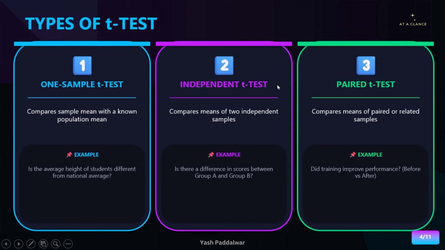Second, independent t-test compares means of two independent samples. So over here you are comparing two sample means. No population mean is involved. For example, you are comparing group A scores with group B scores. This is fit for your independent t-test. Third is your paired t-test, wherein you compare means of paired or related samples. For example, did training improve performance, before versus after? So basically, you are using the same sample, but you are comparing the means before and after some application of changes. So I hope all these three types of t-test are clear to you all.